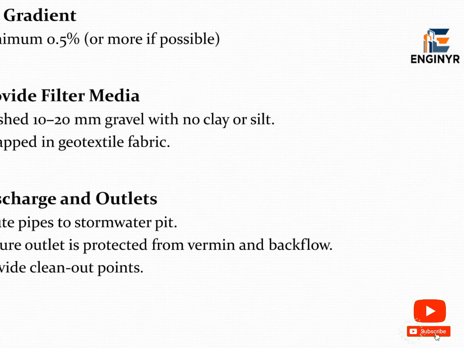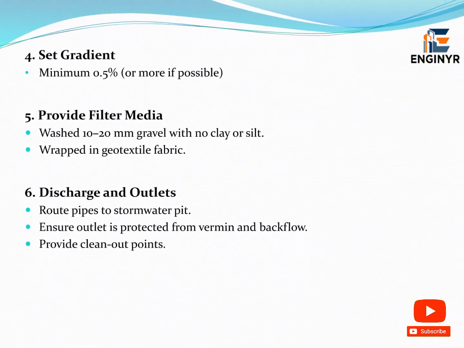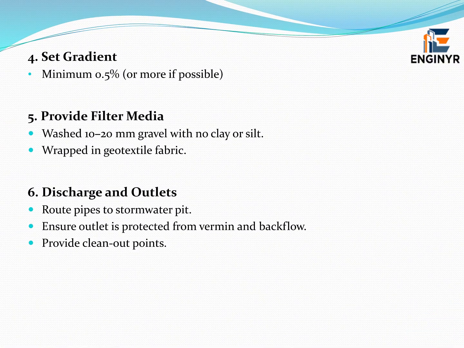Fourth, set the gradient to a minimum of 0.5% or more if possible. Fifth, provide filter media. Wash 10 to 20 millimeter gravel with no clay or silt, wrapped in geotextile fabric. Sixth, route pipes to the stormwater pit. Ensure the outlet is protected from vermin and backflow and provide cleanout points.